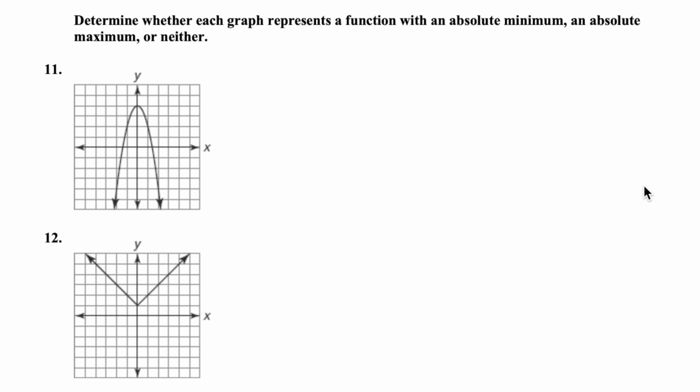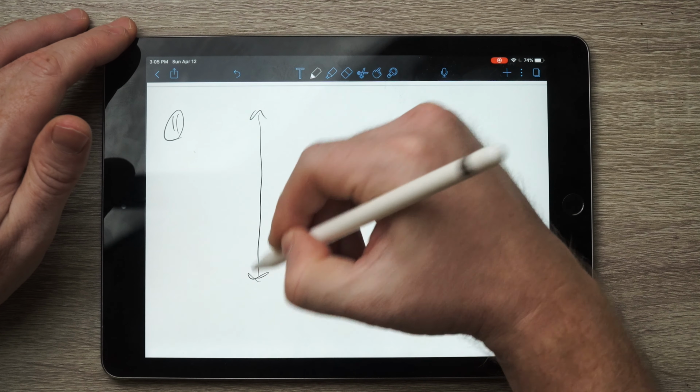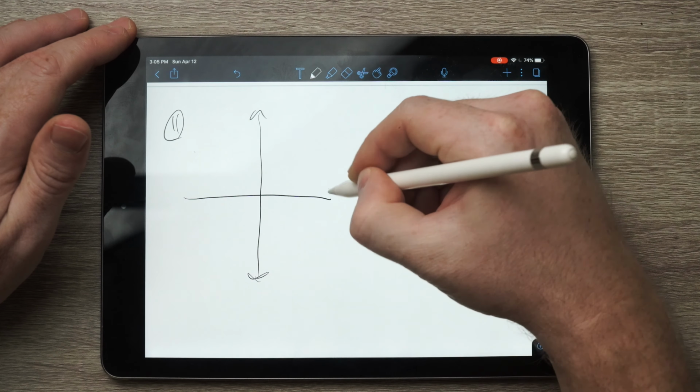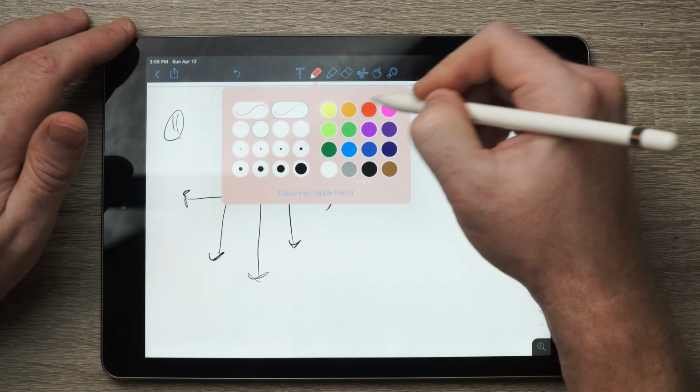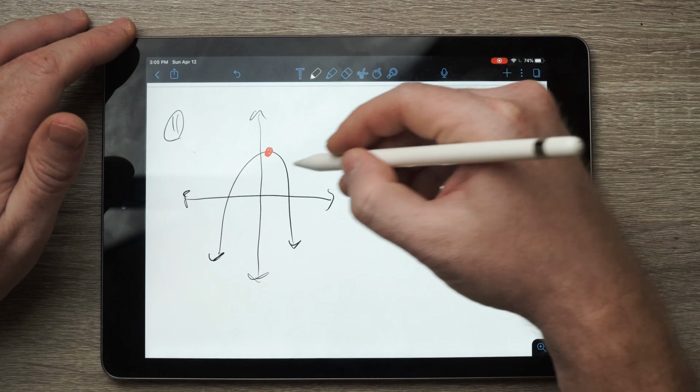So number 11 asks us to determine whether each graph represents a function with an absolute minimum, an absolute maximum, or neither. So if you remember, this is something that happens a lot of times with quadratics, where they have an absolute maximum or an absolute minimum. So number 11 has a parabola opening in the negative direction, which means that at some point, we'll say here, it incurs an absolute maximum value, and then it returns back down to negative infinity. So this one has an absolute max.